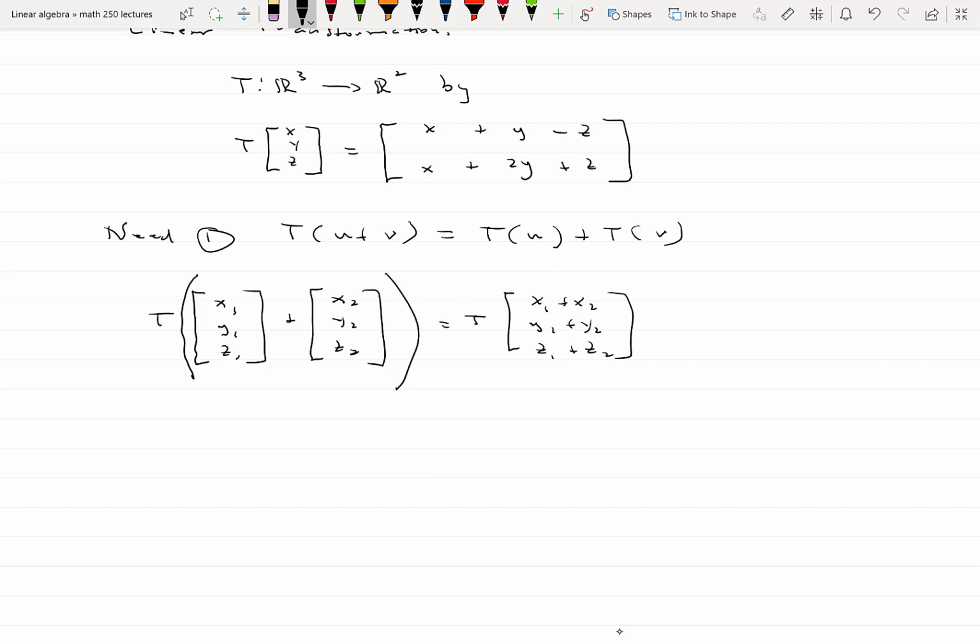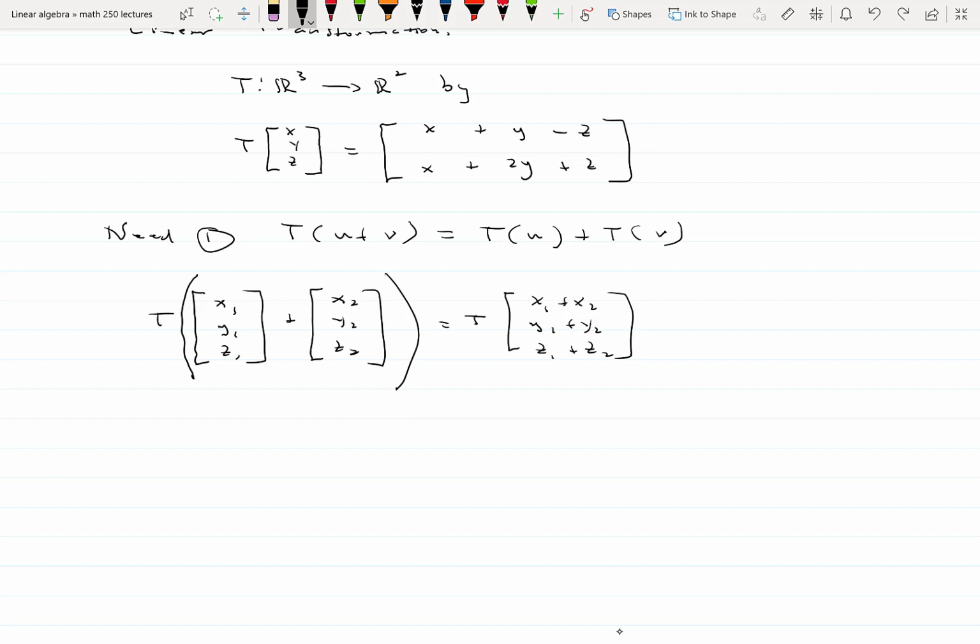Notice that I don't have the parentheses anymore, as they're not necessary. You can put them in or you can leave them out. It's your choice. I'm going to leave them out because it's a little more efficient to look at.